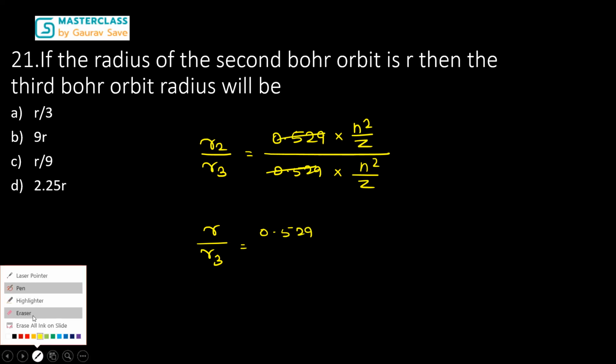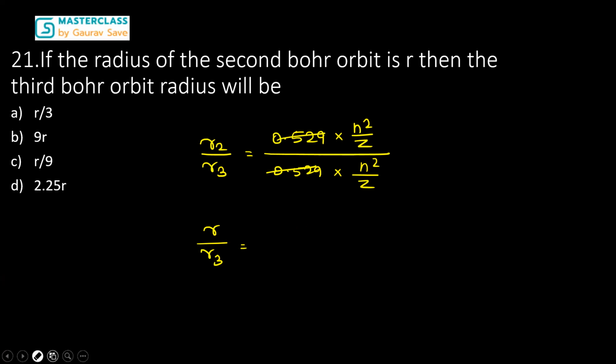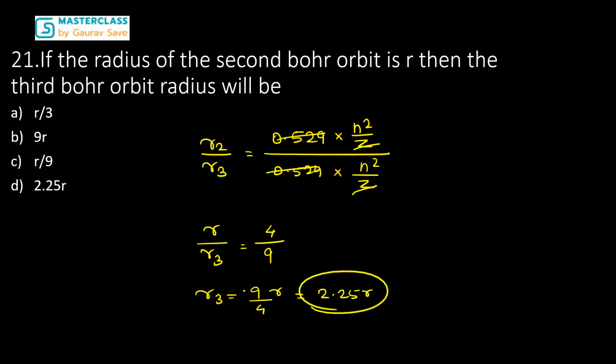So 0.529 will get cancelled out. So let's not write it down again. Okay, and similarly Z and Z will get cancelled out. So n square we just have to do. So for second shell, radius n is equal to 2, and 2 square will become 4, and for third shell it will become 9. So radius in third orbit is 9 upon 4 times r. 9 upon 4 will become 2.25 r, and correct answer over here is option D.